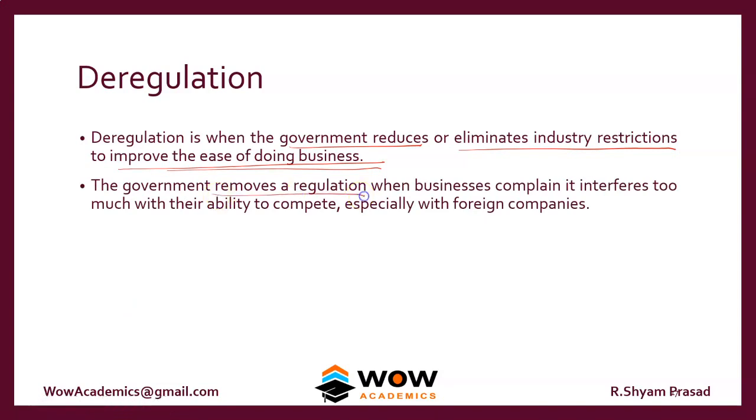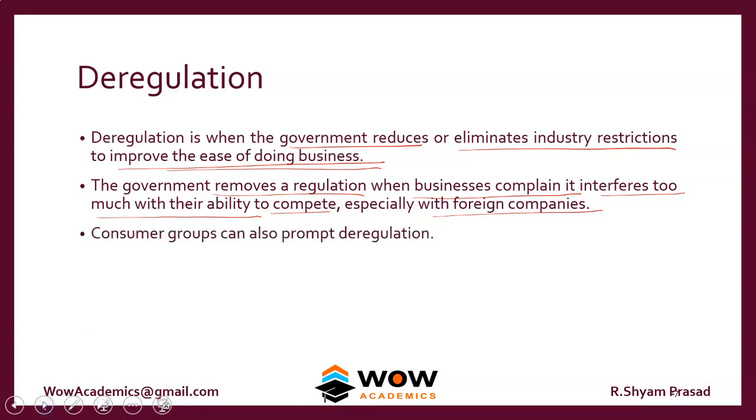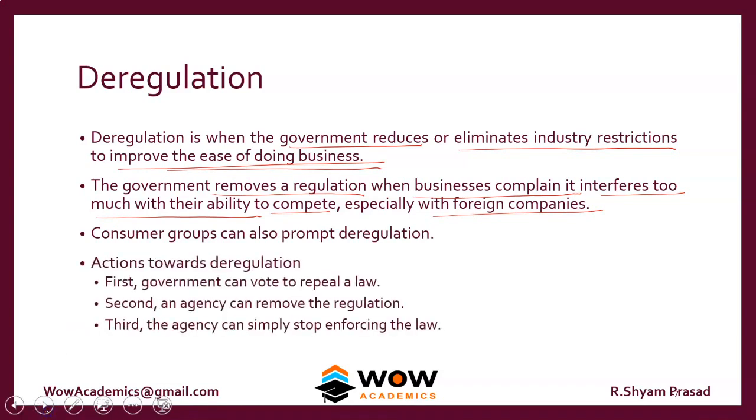The government removes a regulation when businesses complain it interferes too much with their ability to compete, especially with foreign companies. Consumers can also ask for deregulation. Governments can repeal a law which is regulating, or the agency which is there to regulate the business can remove the regulation. Or third, the agency can stop following the law. So these are the ways in which deregulation can happen.